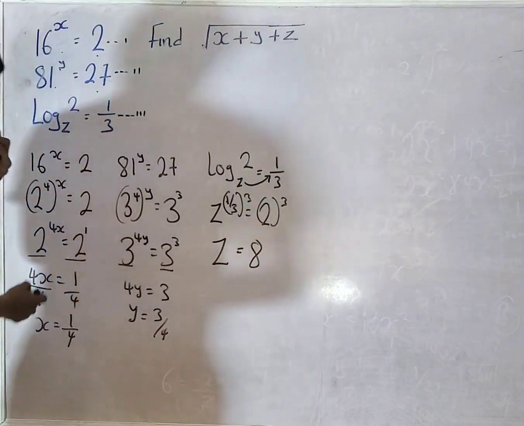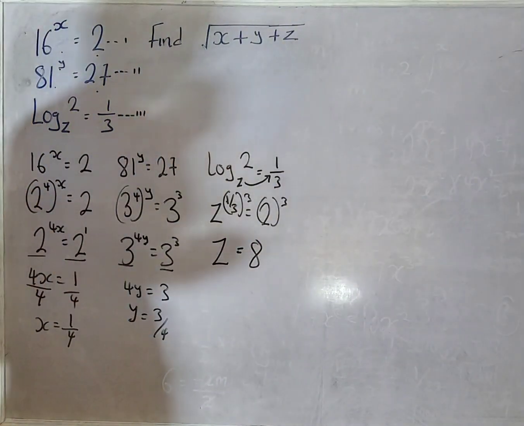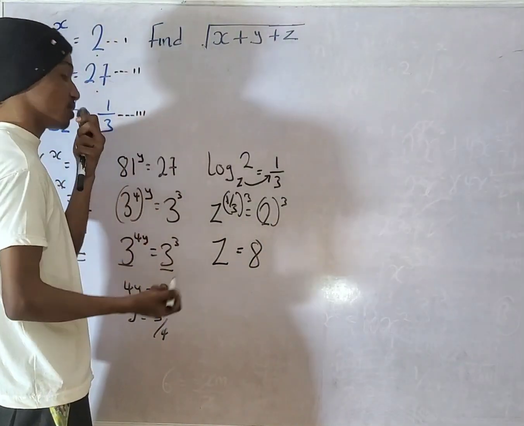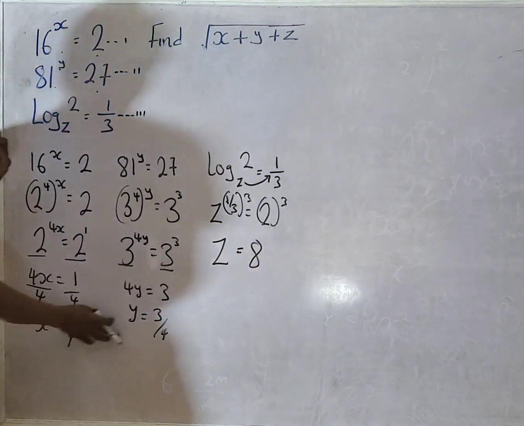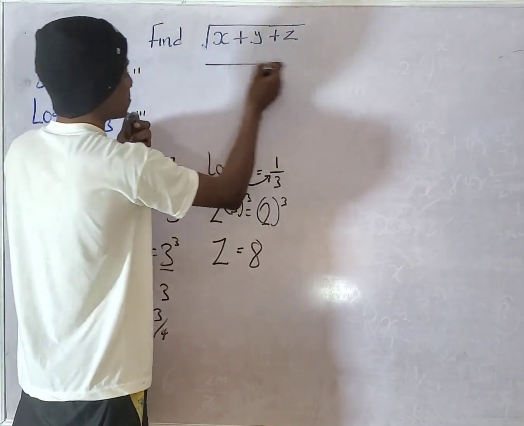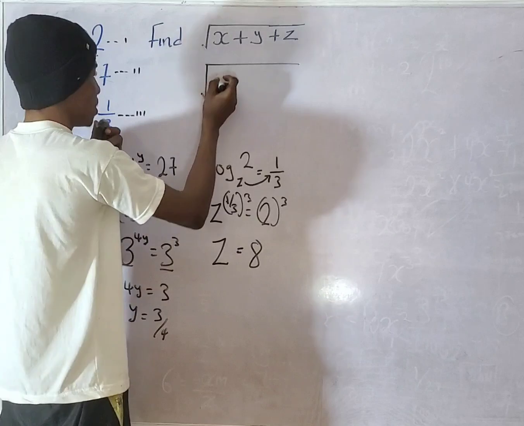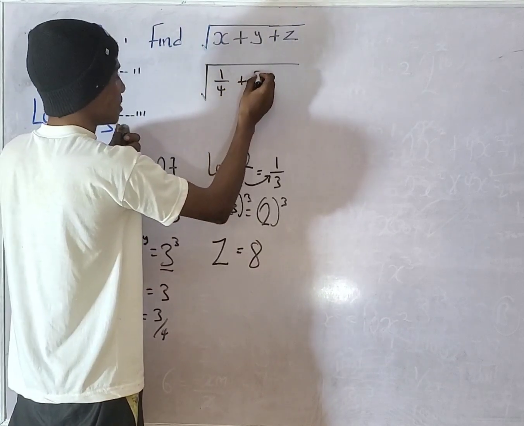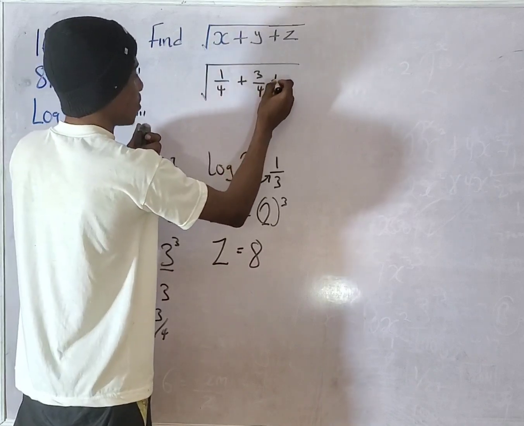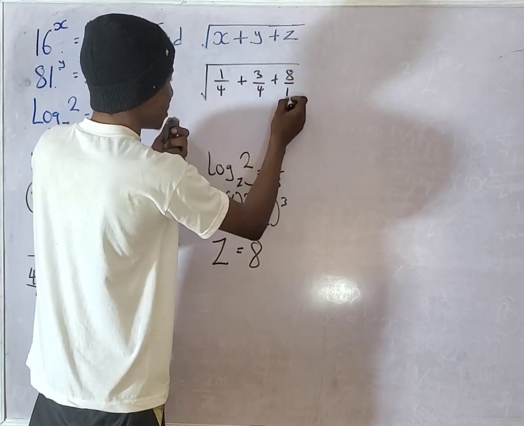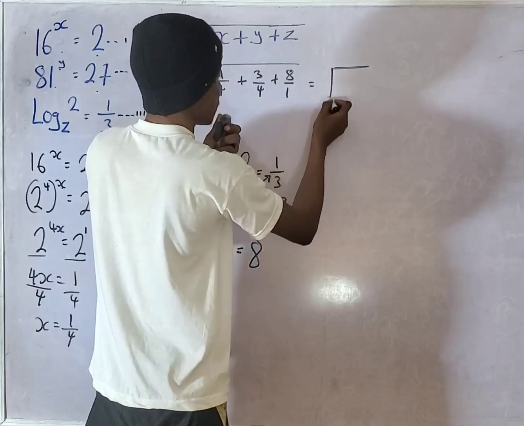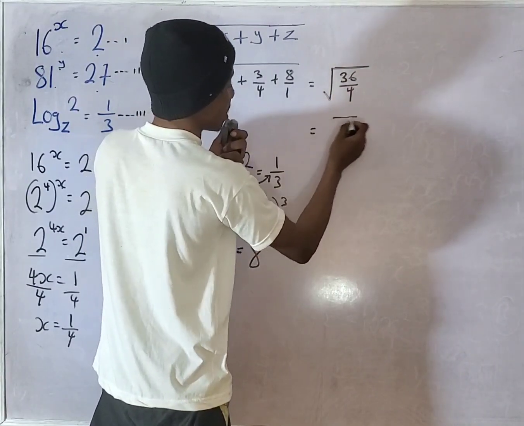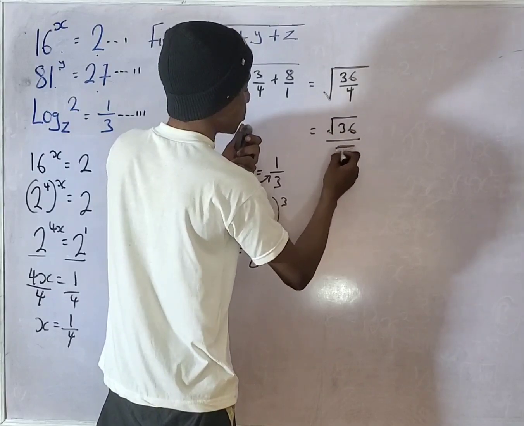So we have gotten the value of x as 1 over 4, the value of y as 3 over 4, and the value of z as 8. Our next step is to substitute the values of x, y, z into what we have here respectively. So I'm going to have the square root of 1 over 4 plus 3 over 4 plus 8. 8 can be written as what? 8 over 1. So this will be the square root of 36 all over 4. Are you getting it? So I'm going to have the square root of 36 divided by the square root of 4.